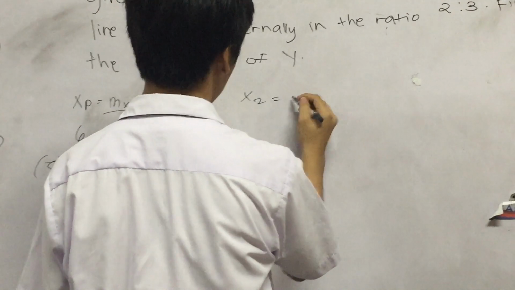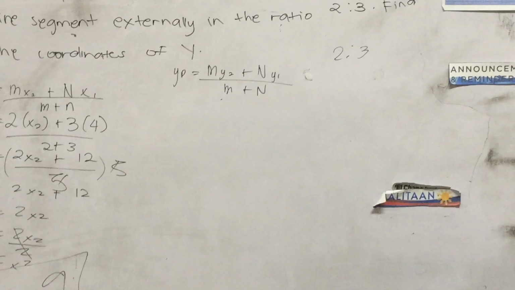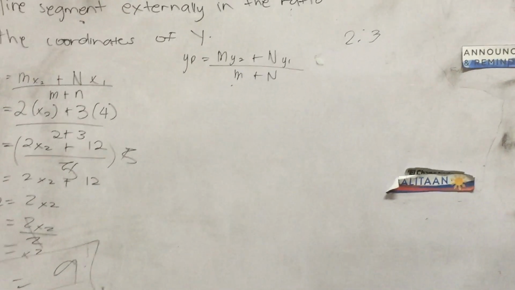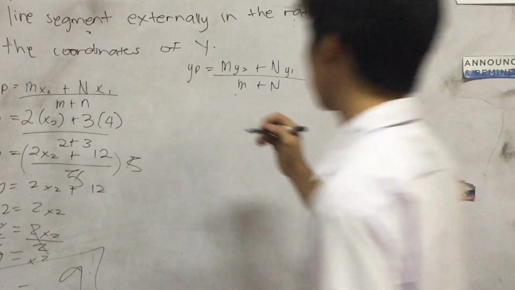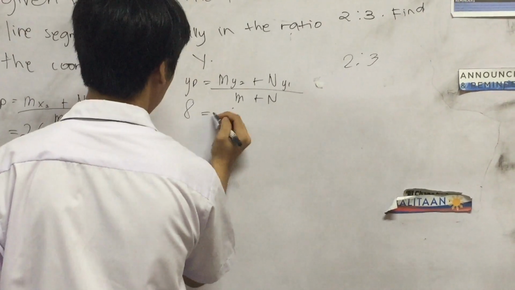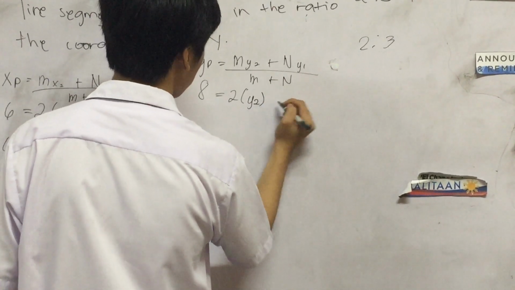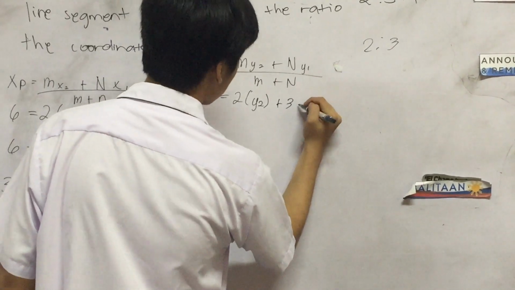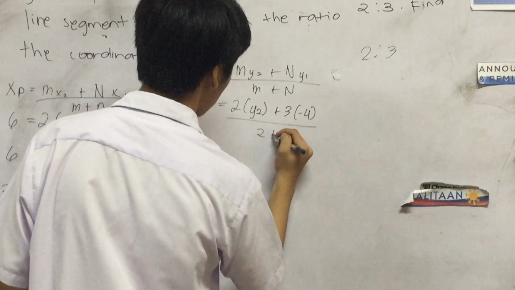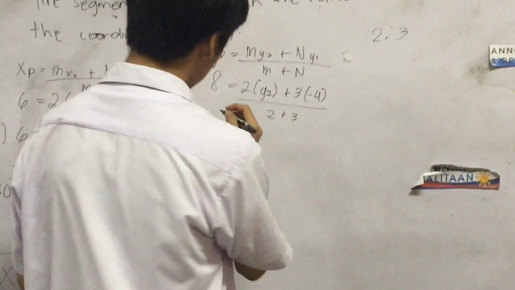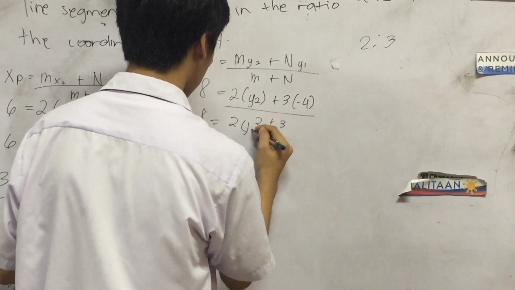To find the y sub p, we need to know the formula first. y sub p is equal to m y sub 2 plus n y sub 1 all over m plus n. Our y sub p is 8, equal to 2 multiplied by y sub 2 plus 3 multiplied by negative 4 all over 2 plus 3. 8 is equal to 2 y sub 2 plus negative 12 all over 5.